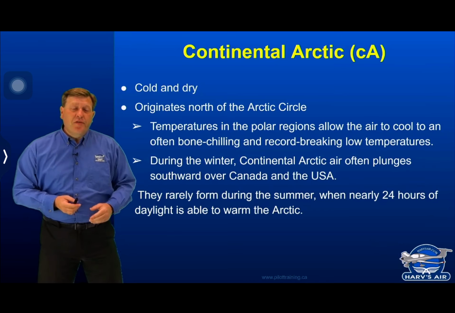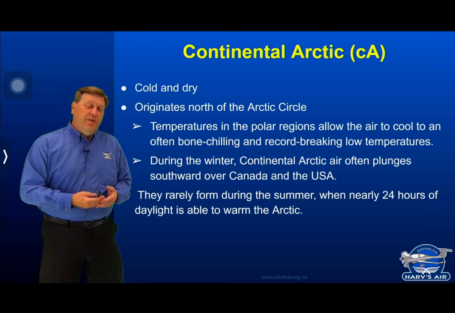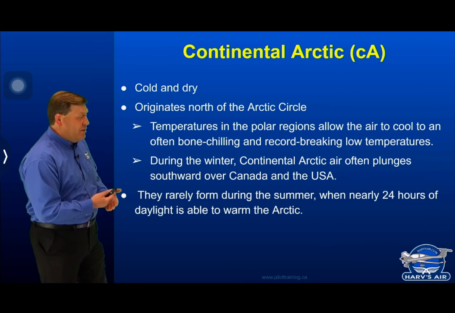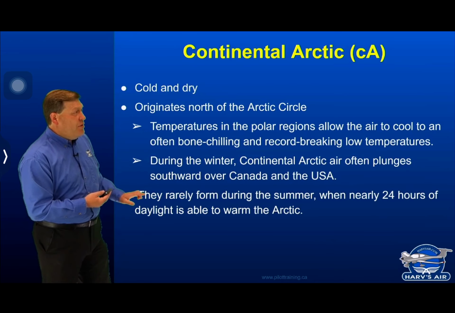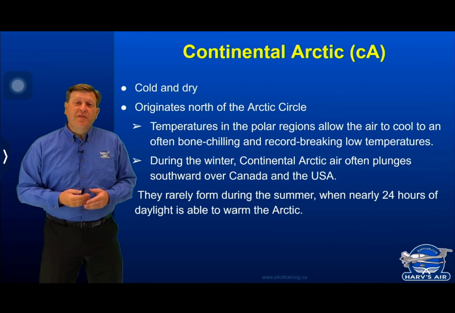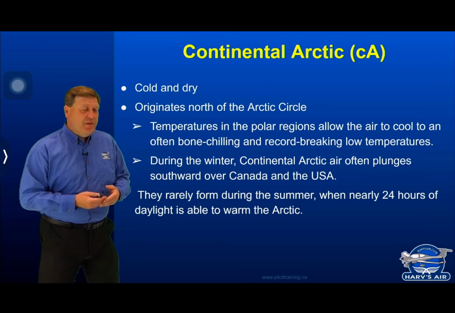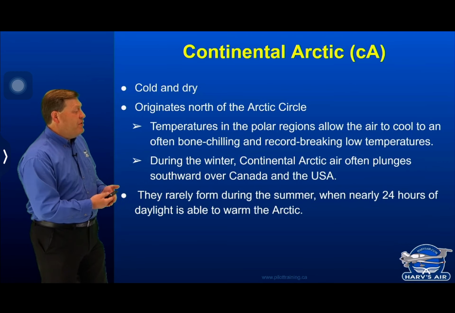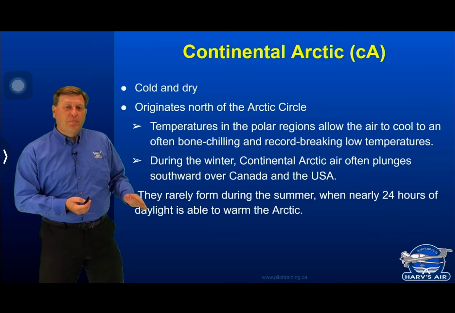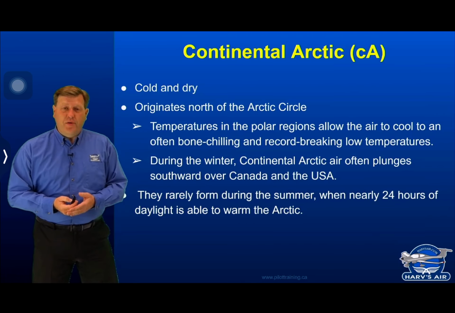And that's because, as we mentioned at the beginning of this presentation, the sun helps drive these air masses, right? So in the summertime, we've got pretty much 24/7 sunlight. So as a result, there's a little bit more warmth up in the northern areas. So it's not as common that we're going to have one of these form and come plunging to the south in Canada.